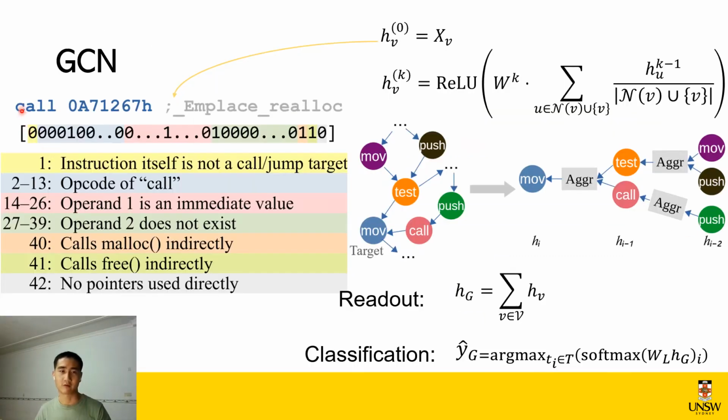In order to use the graph convolution network, we have to encode each node as a vector. Here, those nodes are instructions, so we can encode the instructions like this. This is the original vector on each node, and the information on each node is aggregated level by level by this formula. After that, we do the readout, which is the sum of all the vectors on nodes. Lastly, we do the classification, which basically chooses the label that maximizes the probability.